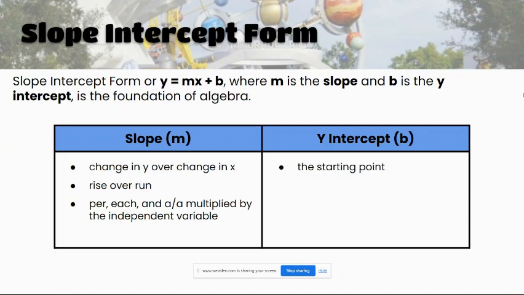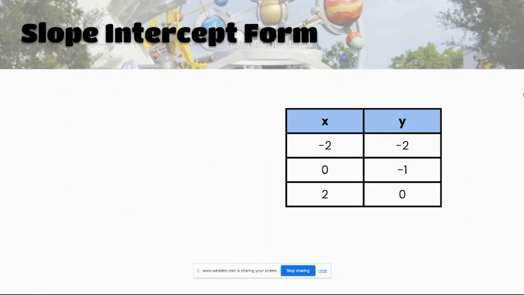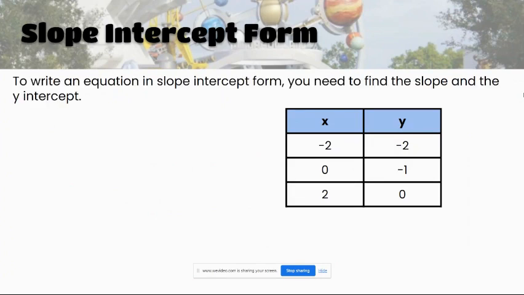The y-intercept is always the starting point. It's where the line is going to cross the y-axis, and when the x value is 0. So for slope-intercept form, here we've got a table. We're going to need to write an equation in that. So I need to find the slope and the y-intercept.